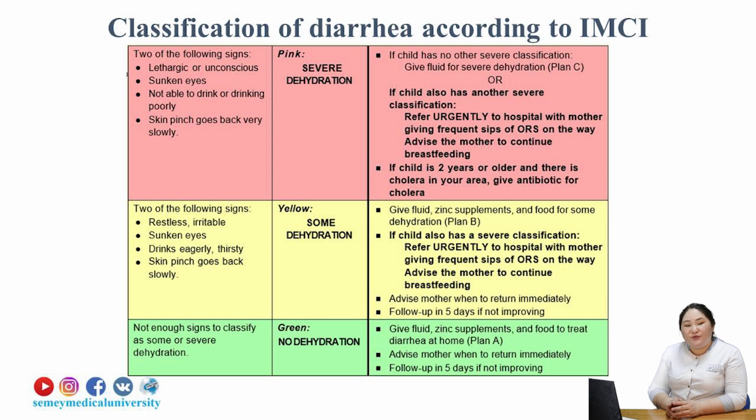If you find two of the following signs: the patient is restless or irritable, he has sunken eyes, he drinks thirstily, and the skin pinch goes back slowly, classify it as moderate dehydration, and this patient should be treated by plan B. And the third one, if the patient is unconscious or lethargic, has sunken eyes, can't drink, and the skin pinch goes back very slowly, classify it as severe dehydration. This patient should be in the red zone and treated by plan C.